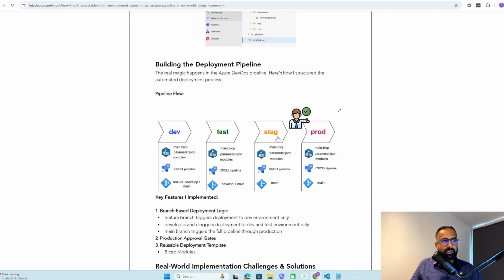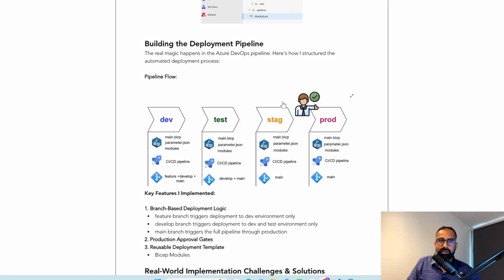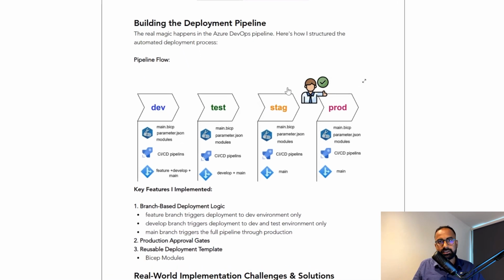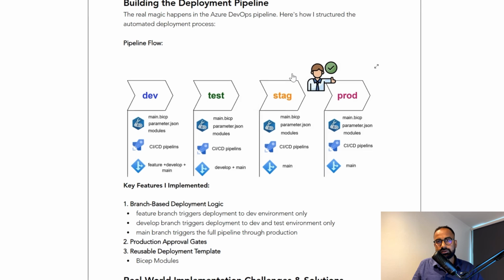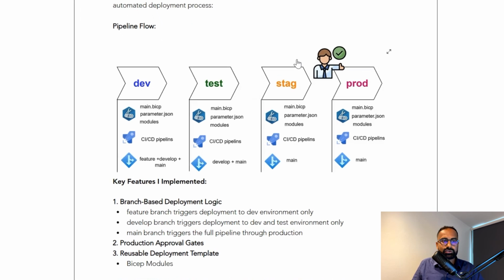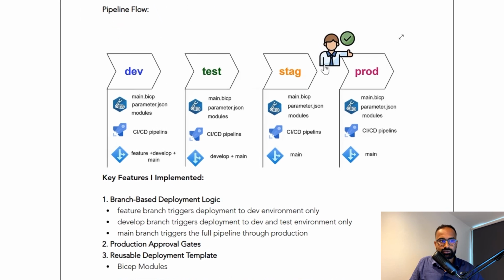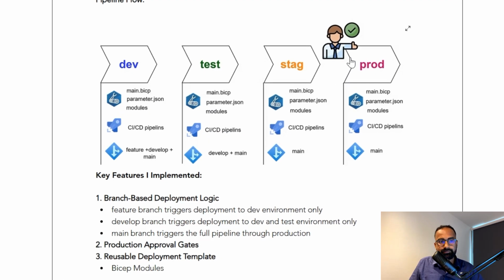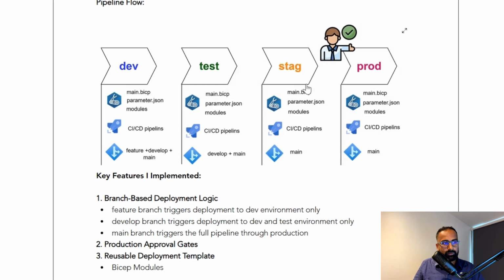Okay, now coming to building the deployment pipeline. Definitely, we created 4 different stages: dev, test, stage, and production. But you are not supposed to deploy directly to production, so you can always add an approval gate to the production deployment.